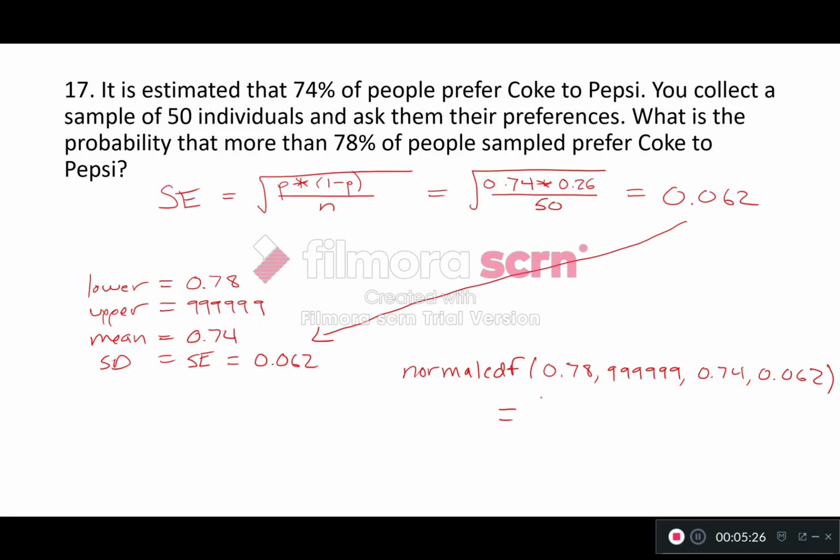Last thing to do is plug that all into the calculator and hit enter. So if you do work that out on a calculator, lower bound 0.78, upper bound 99999, mean of 0.74, standard error of 0.062, I believe the value that should come out to is about 0.2595. So about a 26% chance that more than 78% of the people that you sample would prefer Coke versus Pepsi.